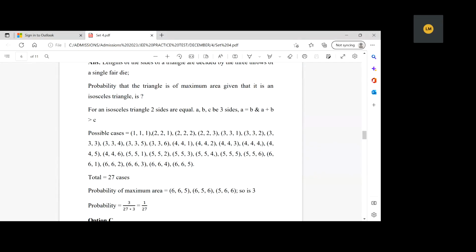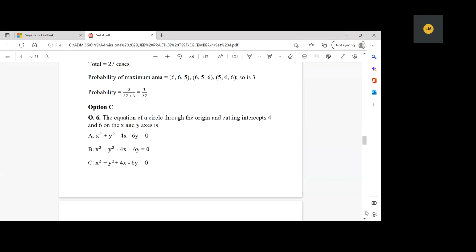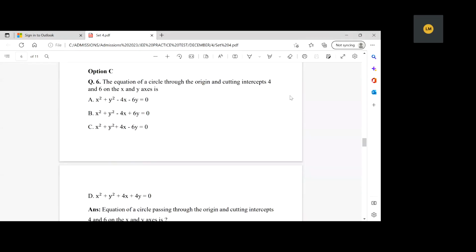Now moving on to the next question. This is also a very simple question. Yes. This is something which comes in the easy part. We know every question paper will have a different set of questions: easy, medium, and all.